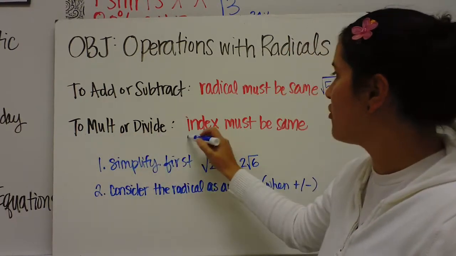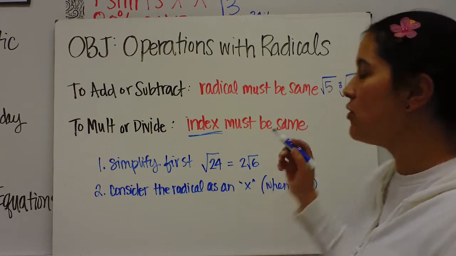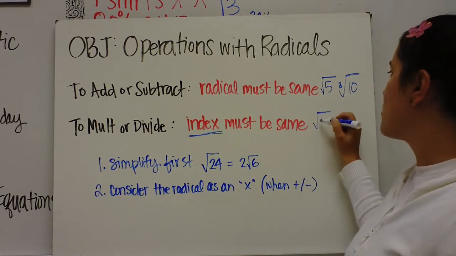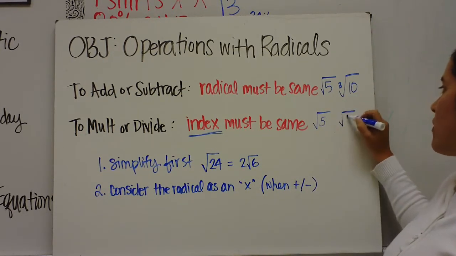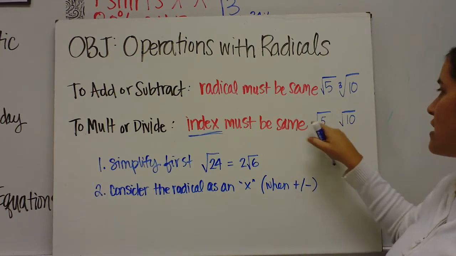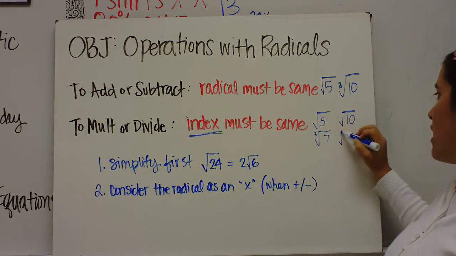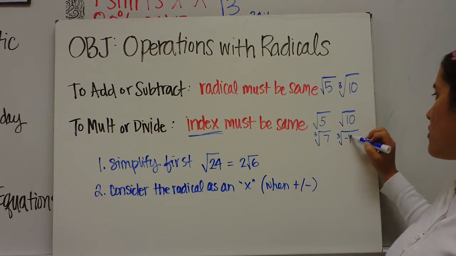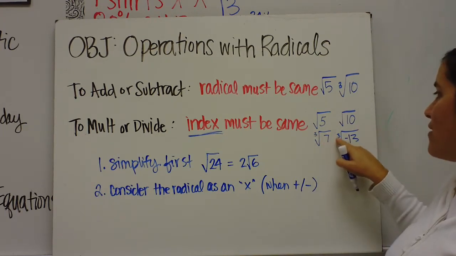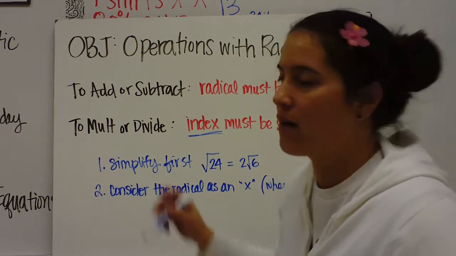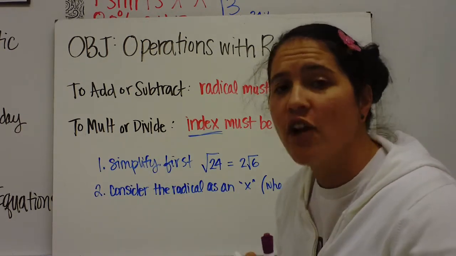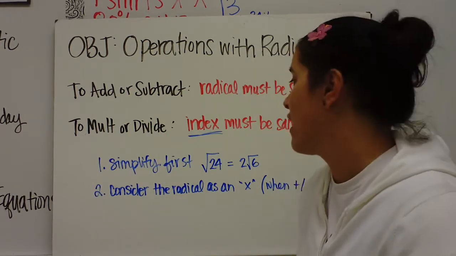To multiply or divide, your index must be the same. So you could have the square root of 5 and the square root of 10 as long as your index is the same, the square. You could have the cubed root of 7 and the cubed root of negative 13 as long as the index is the same for multiplying and dividing. For adding and subtracting, they have to be exactly the same.